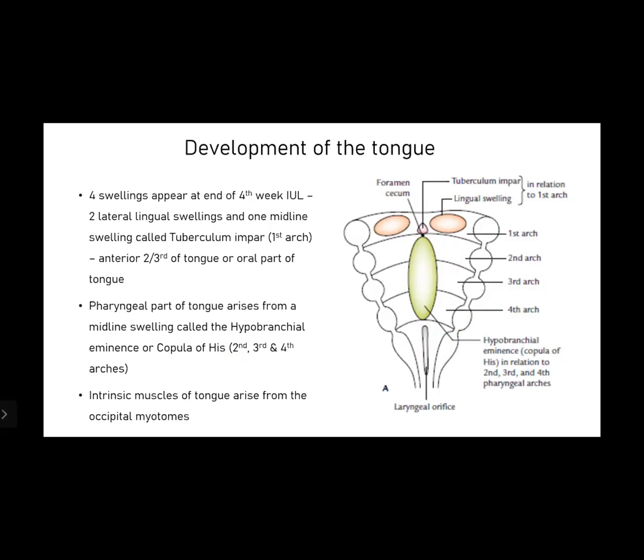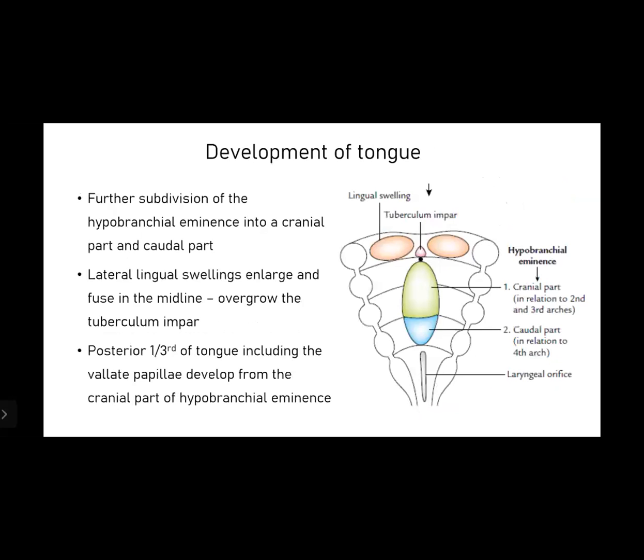Okay, so I hope you have actually followed up till here. So this is the fourth arch. As it develops further, you will see that the hypobranchial eminence divides into a cranial component and a caudal component. At the same time that this is being subdivided, you will see that these lateral lingual swellings enlarge and they start to fuse.